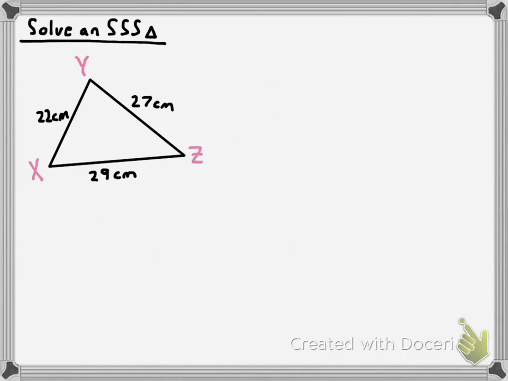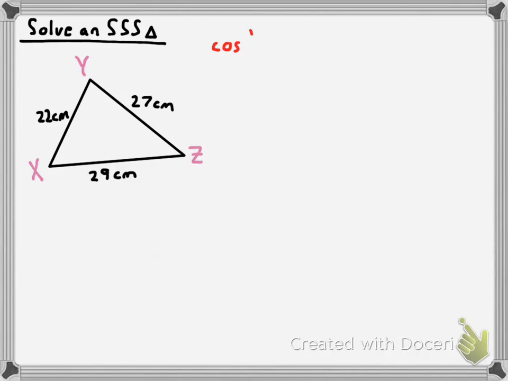And so how do we know which angle is the largest? Well, here's the longest side of the triangle, 29 centimeters. The largest angle always has to be across from the longest side. And so I'm going to find the measure of angle Y first, and I'll use the formula that we did a moment ago.